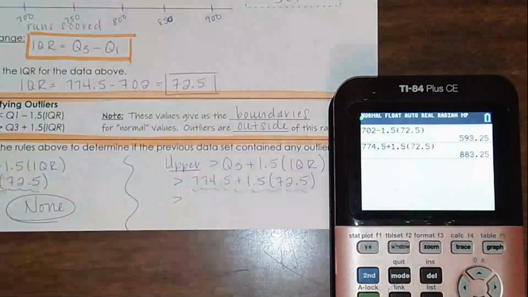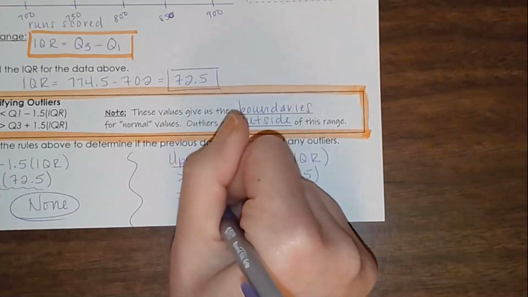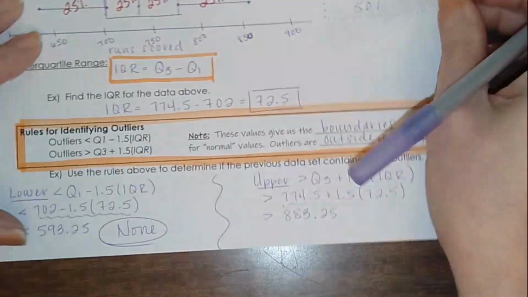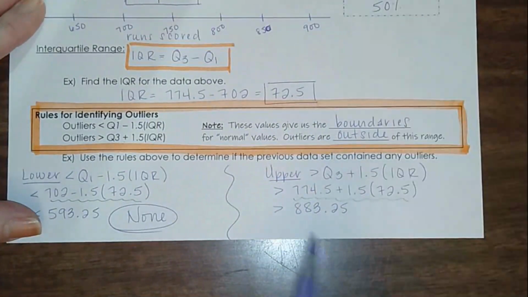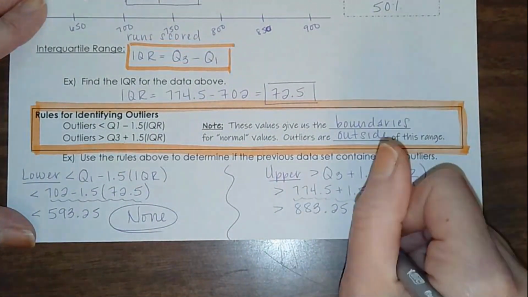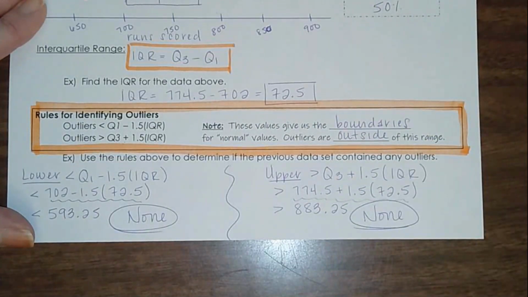Did you get 883.25? What was your maximum for this data set? Your maximum's 855. Did you have any outliers in this data set? No. I'm sorry, outliers at the upper end. None. Questions?